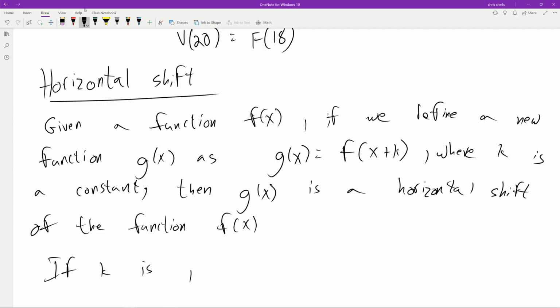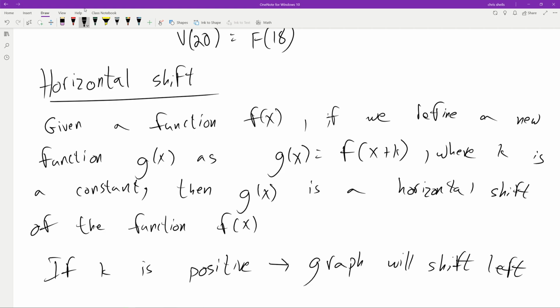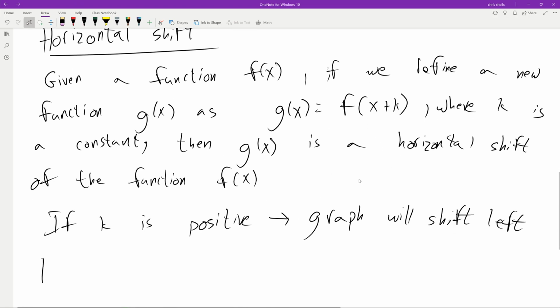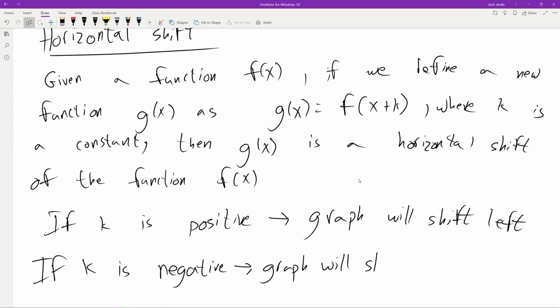If k is positive, the graph will shift left. Because I'm reaching these same inputs k units earlier. If k is negative, the graph will shift right. This is because I'm reaching these same input values k units later in this case.